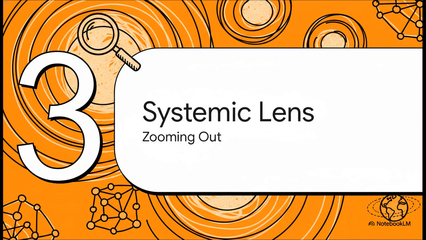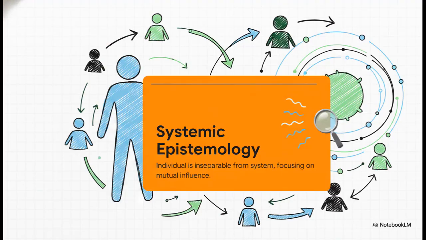Section 3. The systemic counseling lens, zooming out to the ecosystem. But what happens when we swap the lens? When we zoom out to capture the whole ecosystem surrounding our subject? This brings us to a radically different way to look at human pain. Systemic epistemology is built on the belief that a person is completely inseparable from their system. We're social creatures. In this view, the actual site of the pathology, the real root of the problem, isn't just locked away inside someone's head. It's in the system itself. It's all about mutual influence, how I affect you, how your reaction then affects me in this totally endless loop.